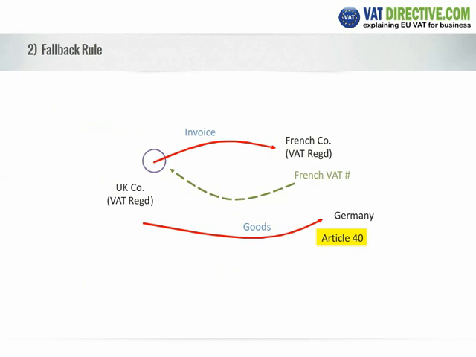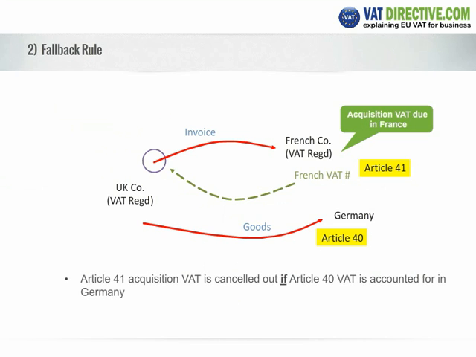Now the Article 41 fallback rule will apply where you give a VAT number. So the French company has given a VAT number to the UK company. So under Article 41, because you've given a VAT number of a member state, i.e. France, then acquisition VAT is due in France. But it's also due in Germany, because Article 40 says that acquisition VAT under Article 40 is due where the goods end up. Article 41 acquisition VAT is the country in which you give the VAT number from. Now, the Article 41 acquisition VAT is cancelled out if Article 40 VAT is accounted for in Germany. So that Article 41 acquisition VAT won't be due if you can prove that you've accounted for acquisition VAT in another member state.